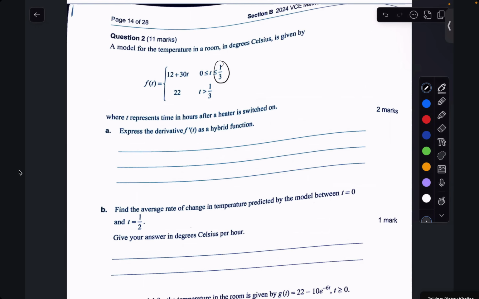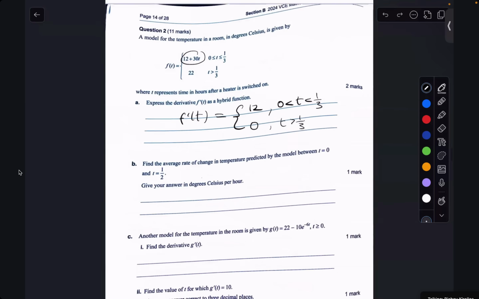which they do join, so f of 1/3 here is 12 plus 10, and that's 22. So they do join, but do they join smoothly? Well, the gradient is always 30 here, and the gradient is 0 here. So they don't join smoothly, so you can't ever include the 1/3. And then this is an endpoint. So it would be f dash t is equal to the hybrid function. The derivative of this is 12, and that's from 0 not included to 1/3 not included. And for the 22, that's 0, and just t is greater than 1/3. And that's because these don't join smoothly, so we can't differentiate that point. Okay.